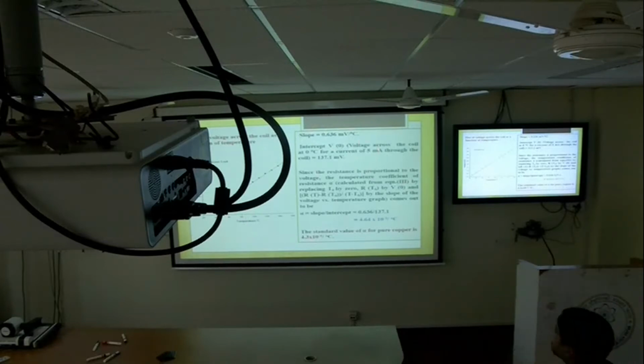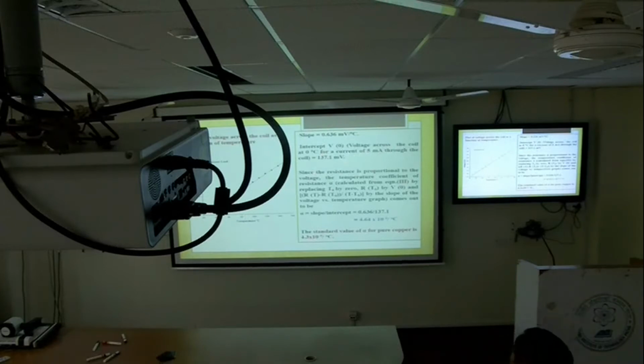Intercept V naught, either you just extrapolate it, it will show you the value. Suppose you start from some value, it will show milliampere. So through the coil is this one. So you have a value of P, you have a value of current. Current is there, value of B is there, you can find the R.